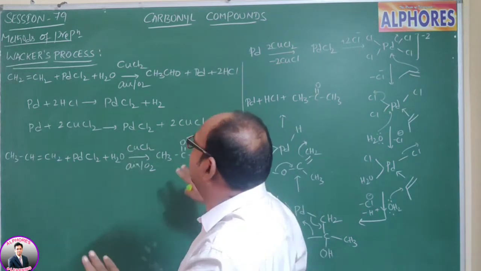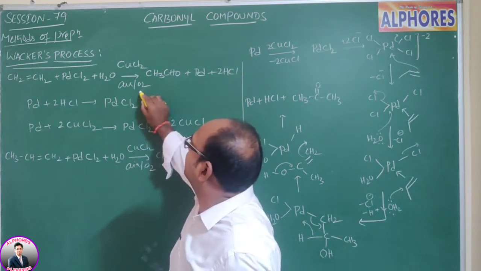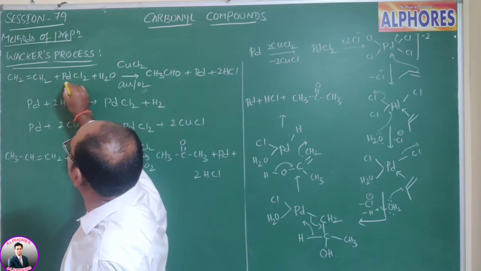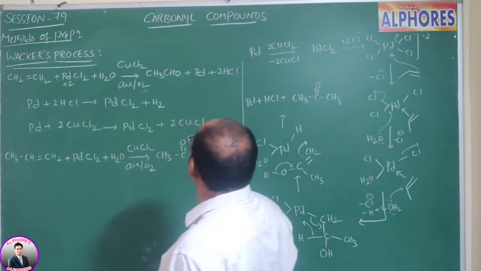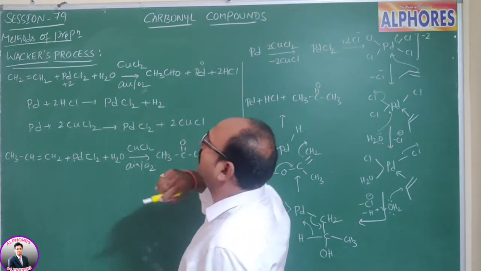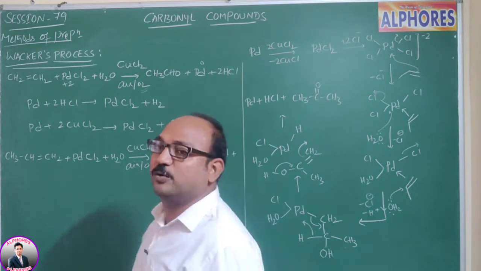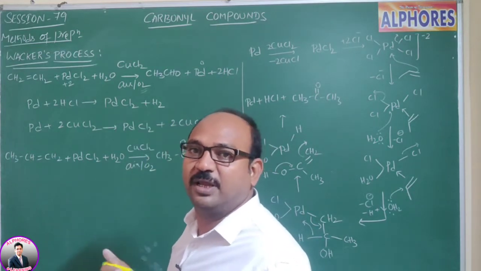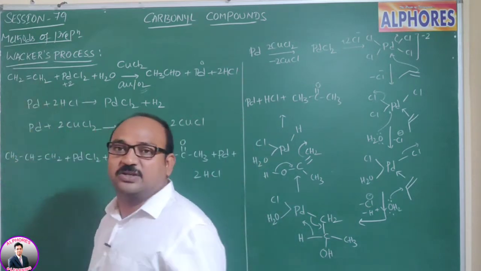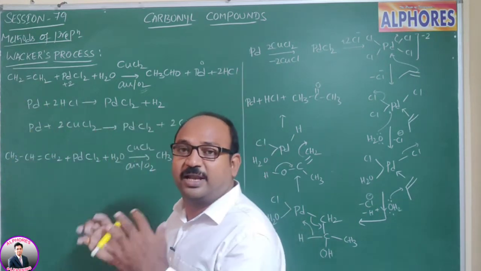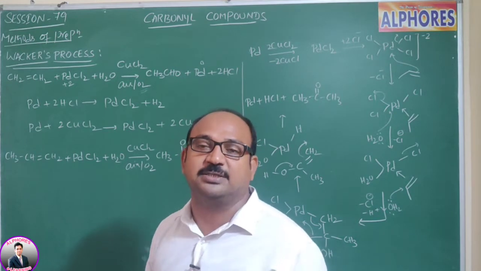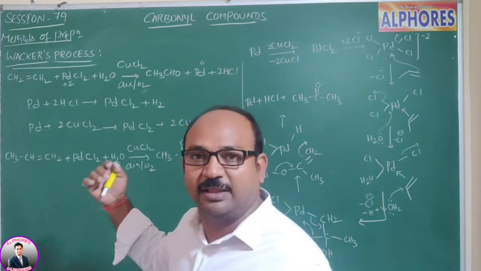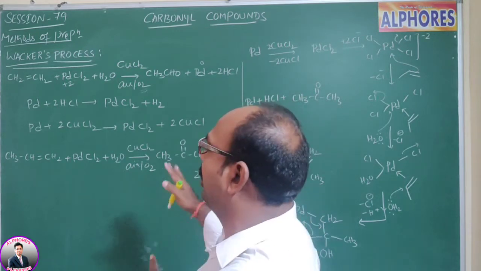Overall, if you observe these two reactions, the reaction takes place in the presence of oxygen, and palladium, which earlier was Pd plus 2, is now reduced to Pd 0. That means palladium gets reduced from plus 2 to 0, so the alkene gets oxidized. Here, nothing but oxidation of alkenes. Oxidation of ethylene gives aldehyde. Oxidation of any other substituted alkenes gives ketones.